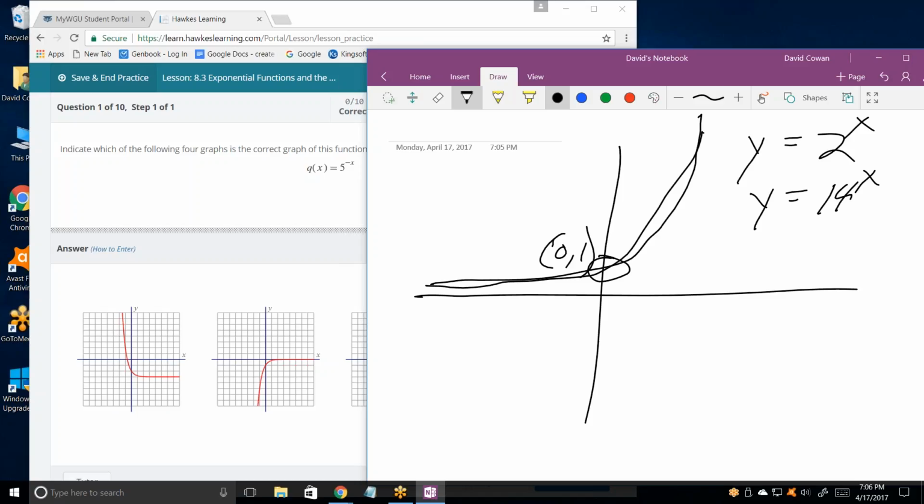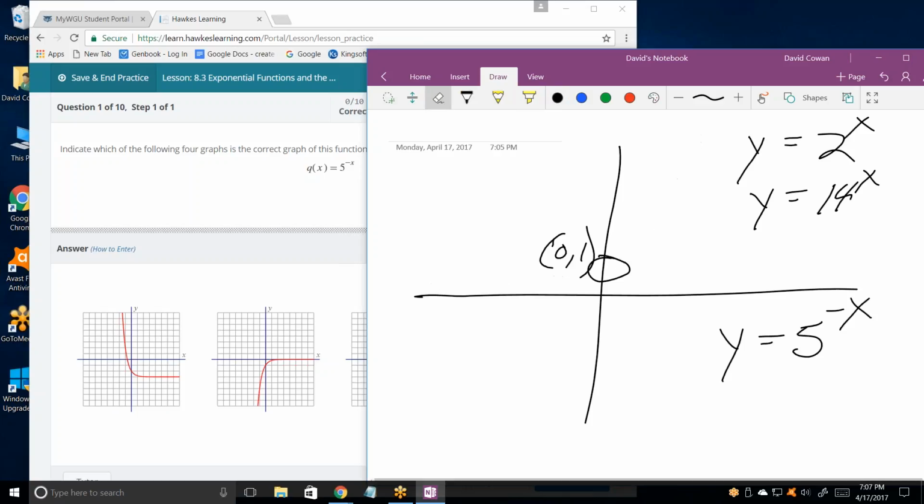Now, what they gave us was 5 to the minus x. Well, if I was graphing 5 to the x, it would look just like that, and it would go through this point. The consequence of that negative sign is a reflection over the y-axis. So does that mean it goes the other way, underneath, in the minus direction? Like that. The red is a reflection over the y-axis.